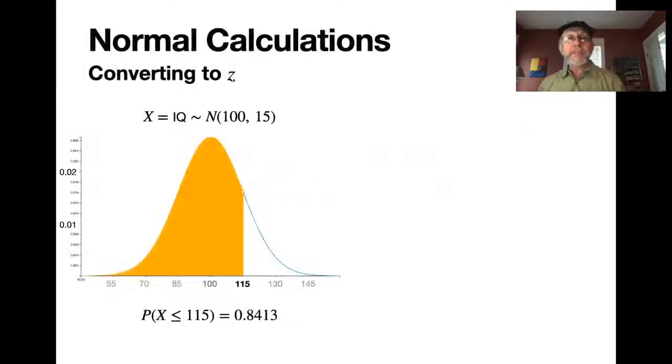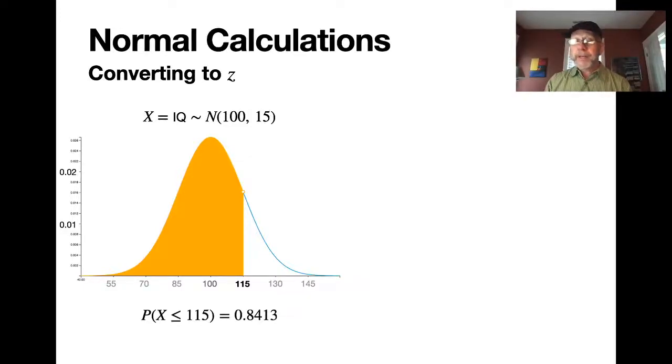The connection between z-scores and proportions means that essentially any normal calculation can be converted to a calculation involving z-scores and the standard normal distribution. So here, for instance, you see a calculation regarding the distribution of IQ, which is normal with mean 100 and standard deviation 15. And in the figure, you see that we've calculated the proportion of scores that are no more than 115. Turns out to be about 84%.